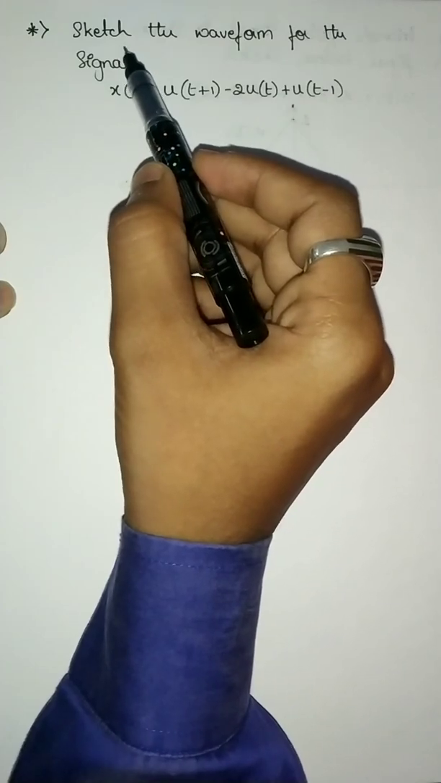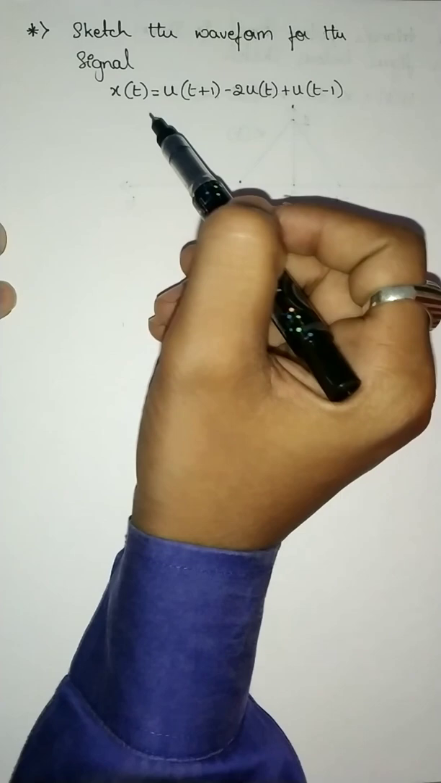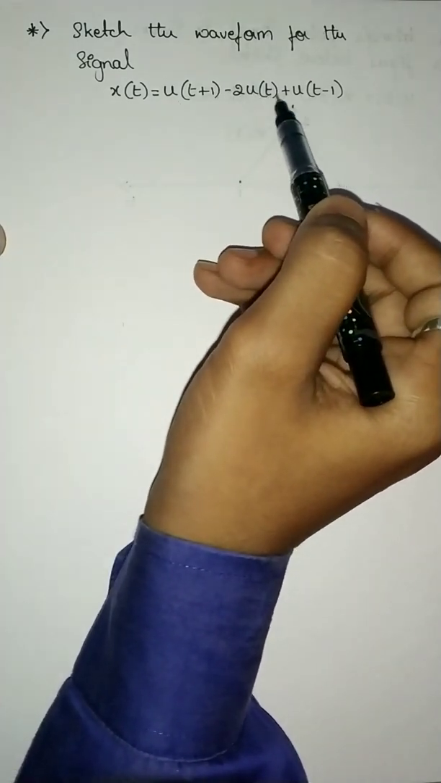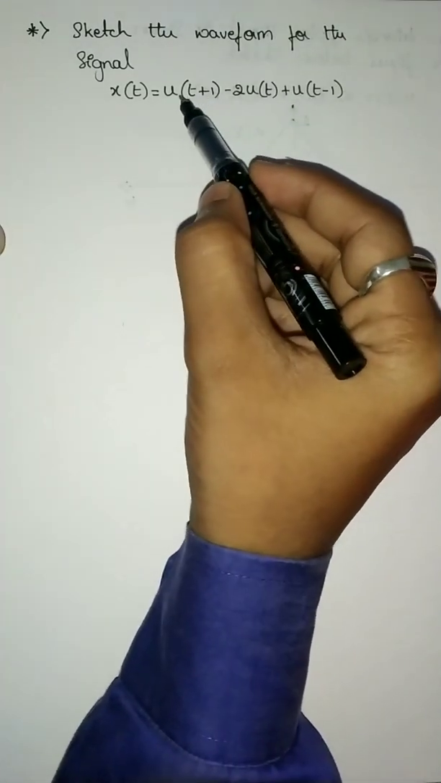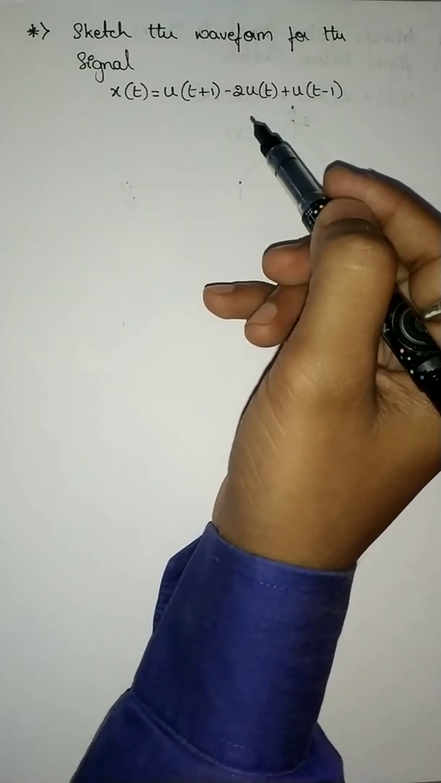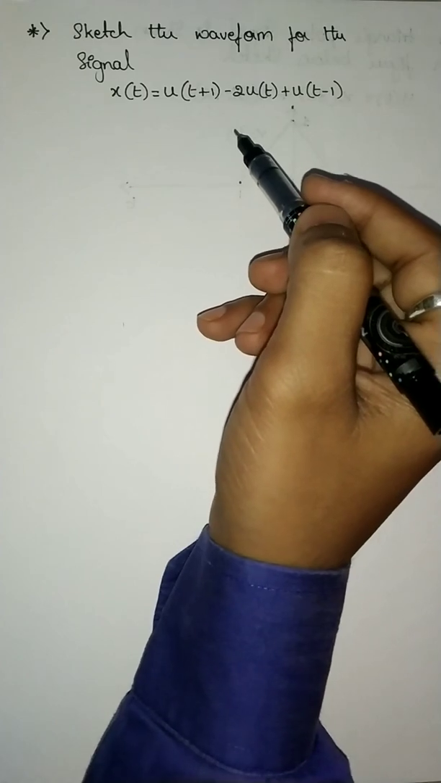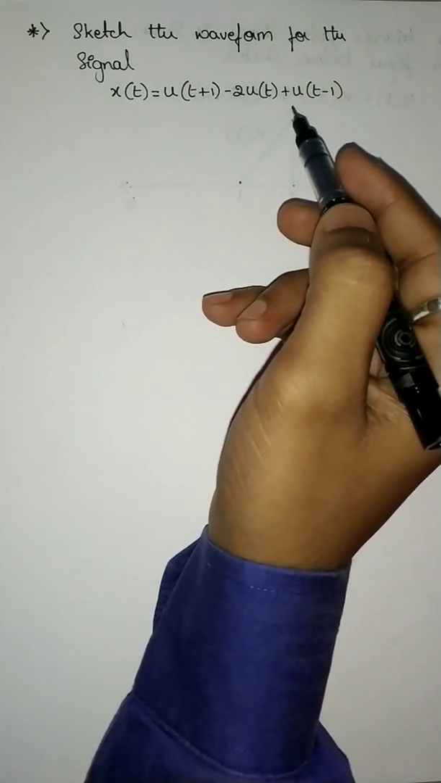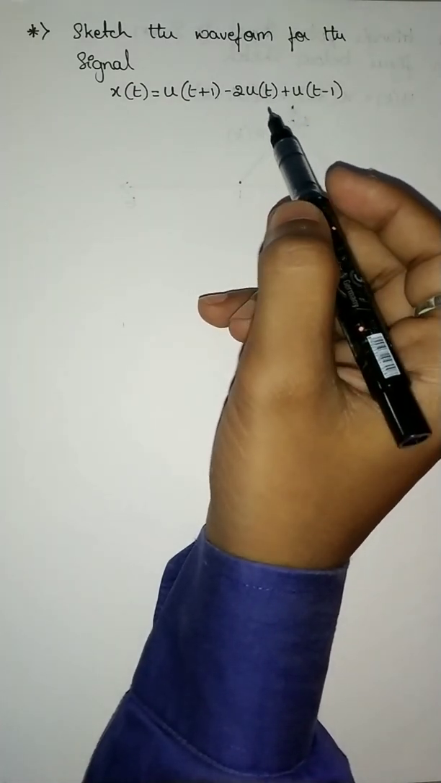Here we have one problem: sketch the waveform for the signal x of t is equal to u of t plus 1 minus 2 into u of t plus u of t minus 1. And we all know u of t is nothing but a unit step function. If you have no idea about unit step function or unit impulse or unit ramp function, please go back to the previous video and check out what is a unit step function.